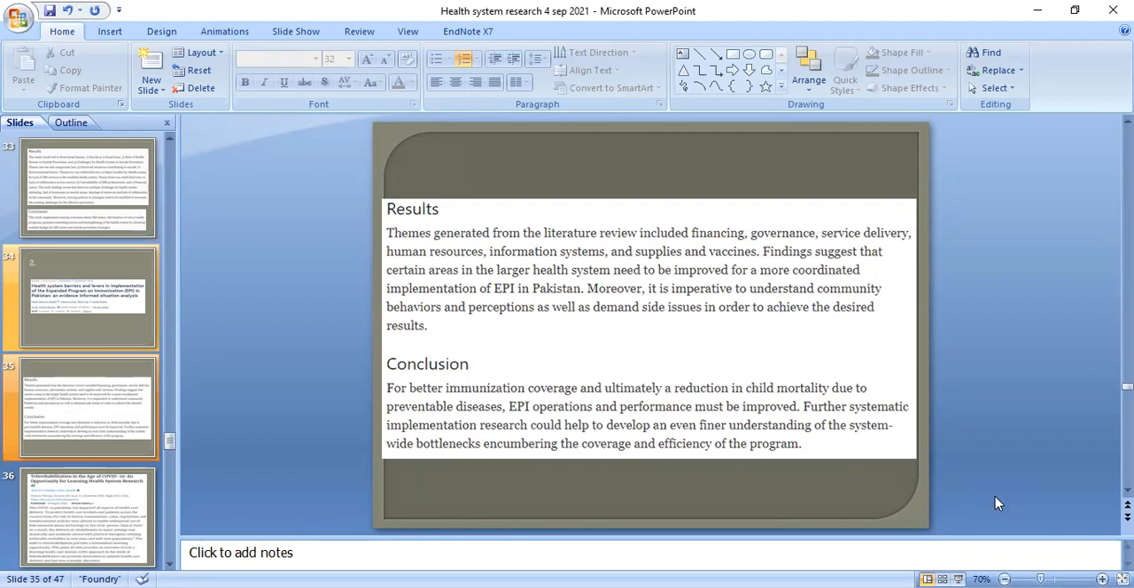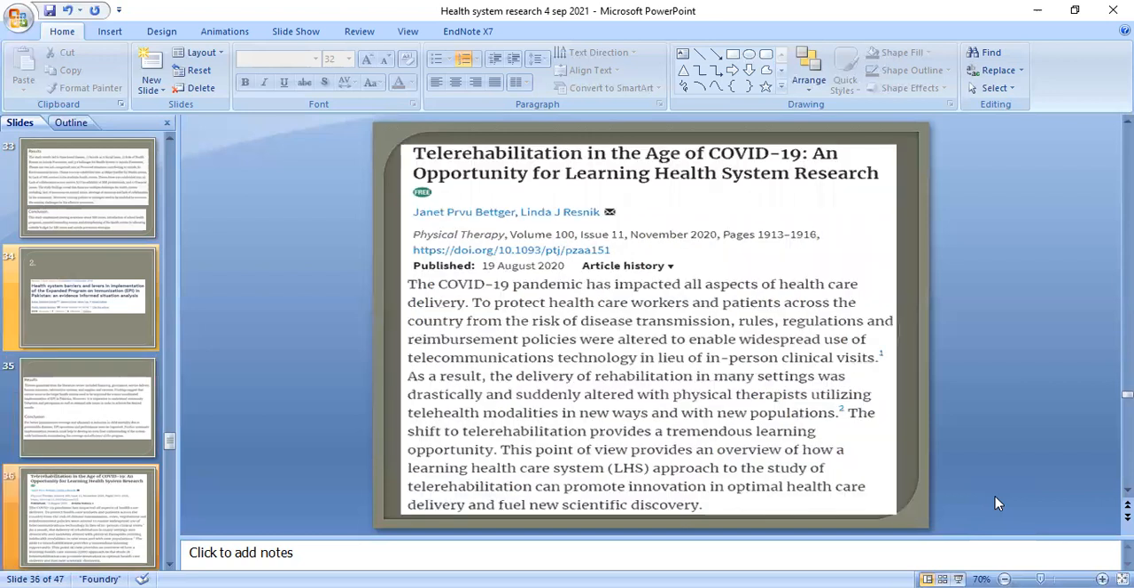The conclusion of this study is that for better immunization coverage and ultimately a reduction in child mortality due to preventable diseases, Expanded Program on Immunization operations and performance must be improved. Further systematic implementation research could help to develop an even finer understanding of the system-wide bottlenecks encumbering the coverage and efficiency of the program.